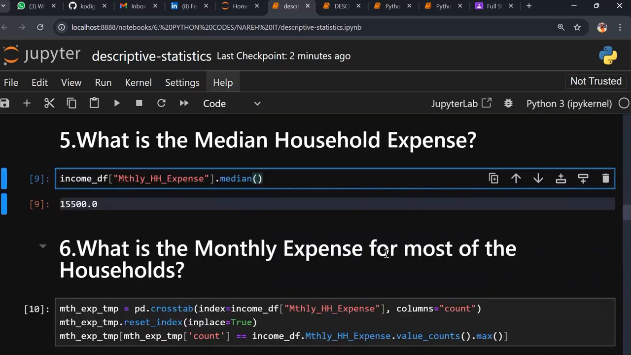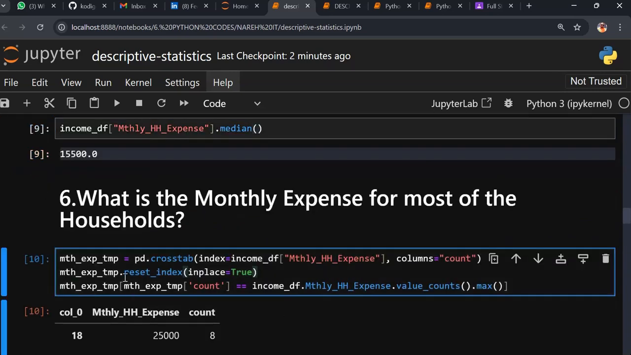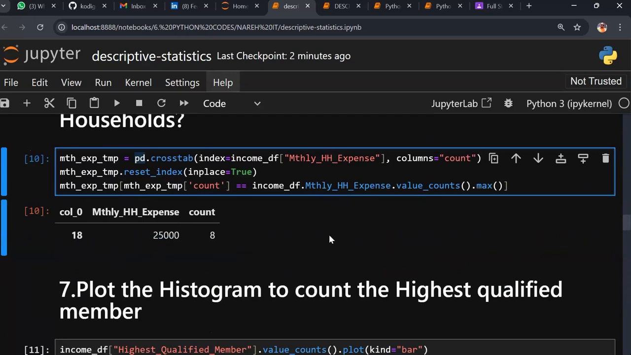Okay, next. What is the monthly expenses for most of the households? Look at this. In this code, monthly expenses, pd, pandas crosstab function, monthly house expense columns and reset index, max. From the data set, the maximum house expenses is number 18, which is 25,000.